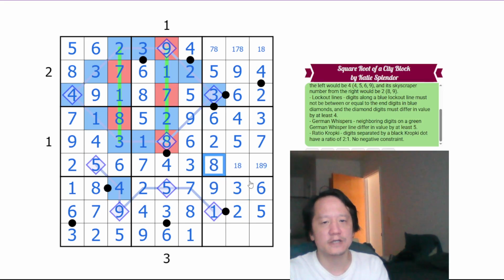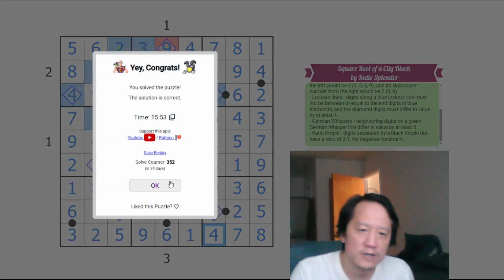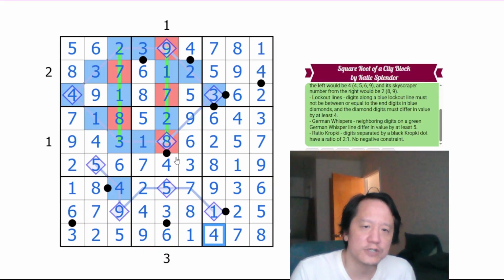9 eliminates 9 here, so it's 8. 8 eliminates 8 here, so it's 1. This can't be 1 or 8, it's 9. 8 eliminates 8 here, so it's 7. 1 and 7 eliminates 1 and 7 here, so that's 8, which makes that 1, which leaves this digit as an 8, this digit as a 7, and this digit as a 4. And that's a solution.